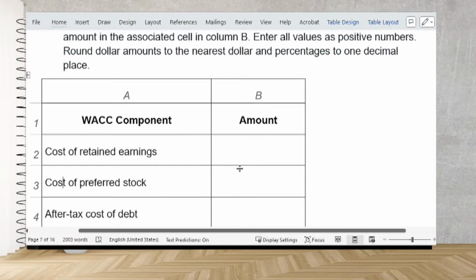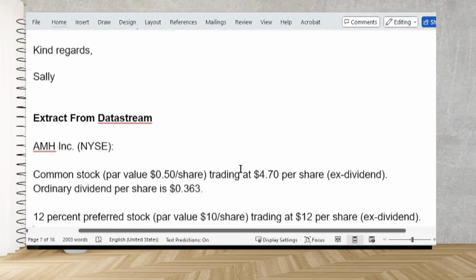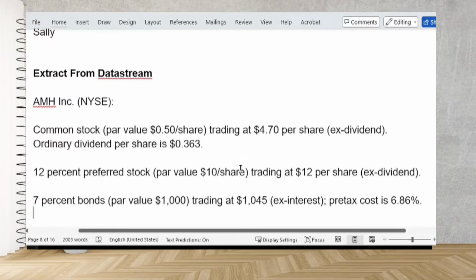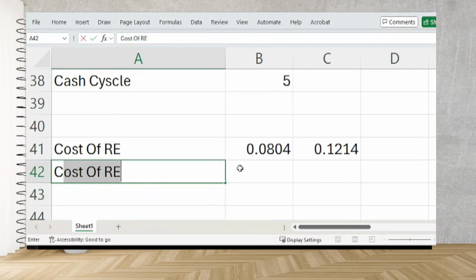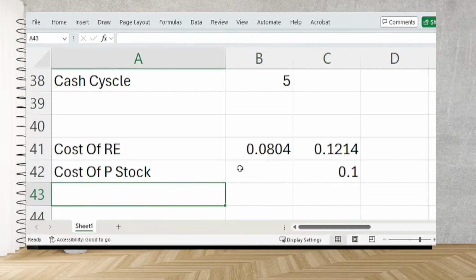Then cost of preferred stock. So it is easy to calculate. 12% preferred stock at par value, trading at 12. So it is 12 divided by 12, so like 10%. It is clear. Okay. So cost of preferred stock is 0.10, 10%. Then the next question.